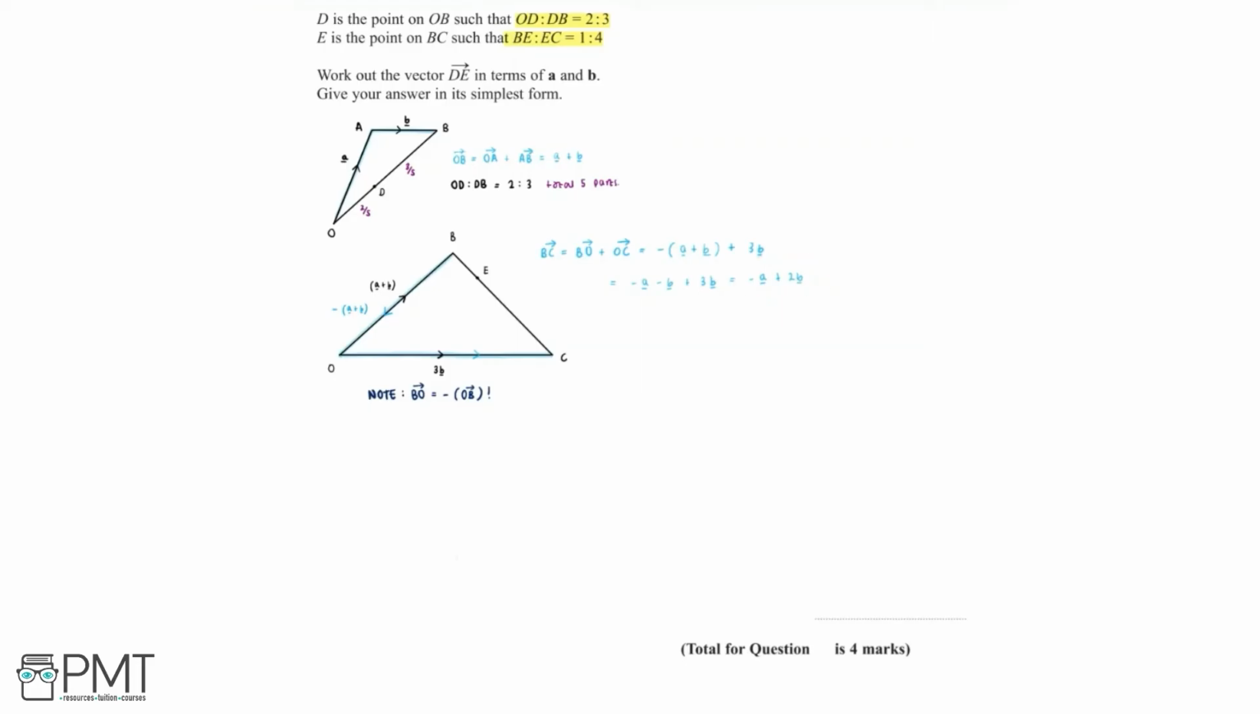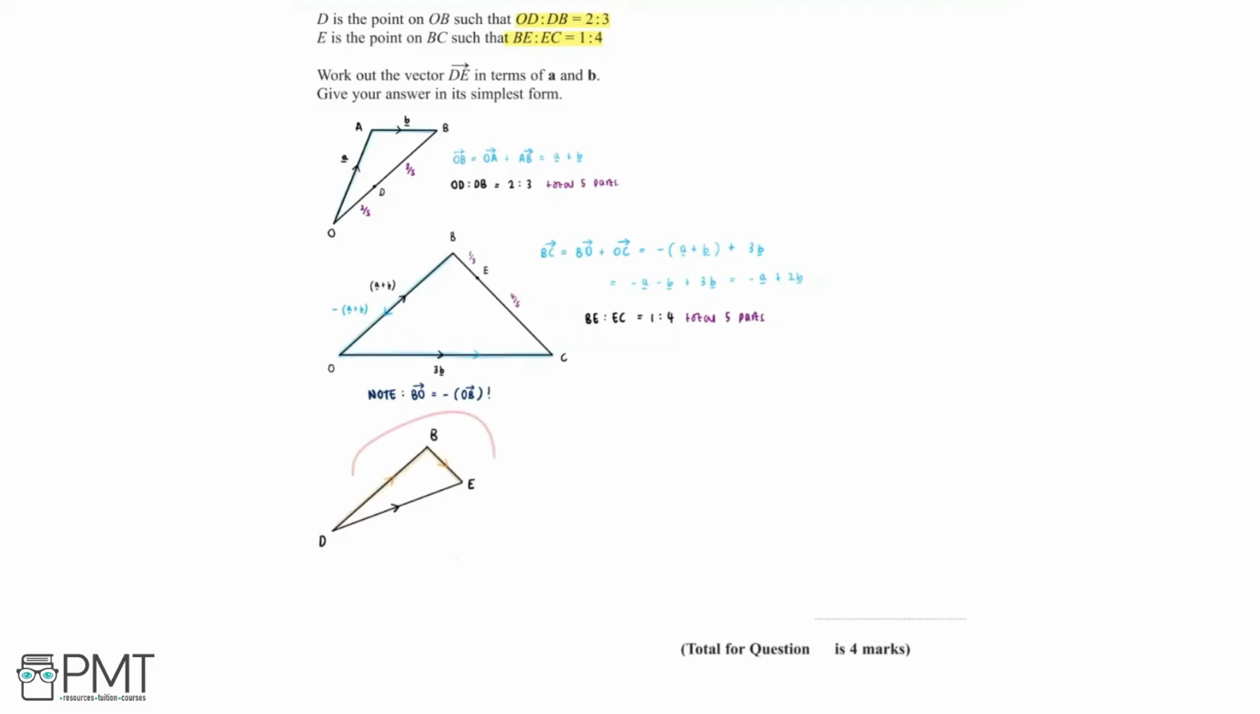But now we're told that E is a point on BC such that the ratio BE to EC is 1 to 4. And just like before, we have 5 parts. BE has 1 of these 5 parts, and EC has 4 of these 5 parts. And so we can say that the vector BE is 1 out of 5 of the vector BC. And we can say that the vector EC is 4 out of 5 of the vector BC.